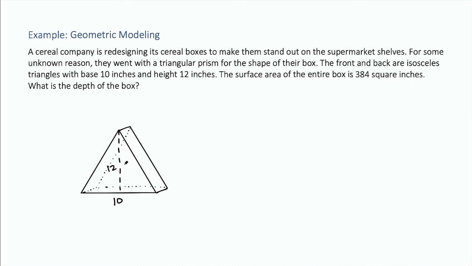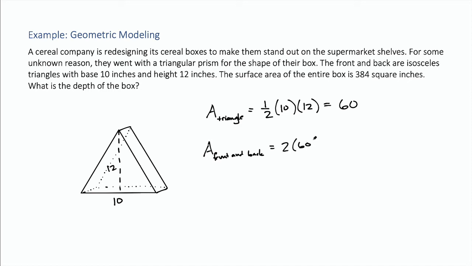Both of those are isosceles triangles. So for the front and the back, we get the area of the triangles. The area of a triangle is 1/2 times base times height. Now the base is 10 and the height is 12. So this is 60, and that's just one triangle. But there are 2 triangles, so the front and back is going to be double that. The area of the front and back is 2 times 60, which is 120.